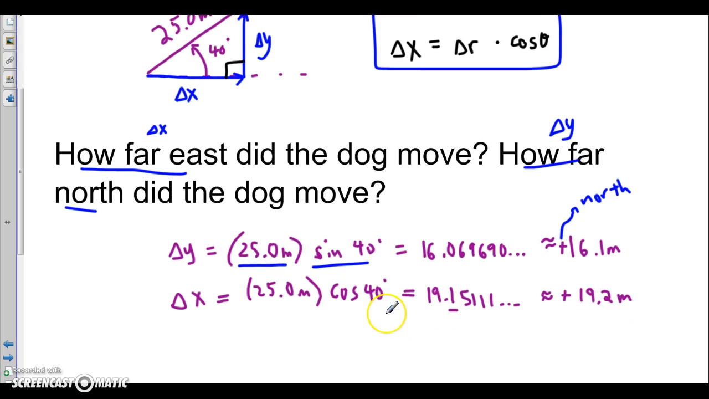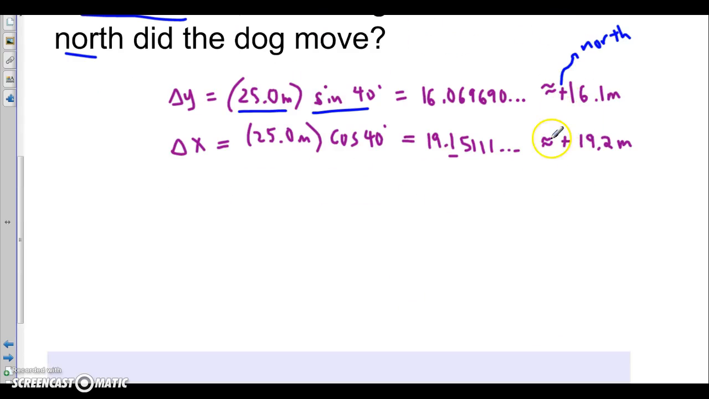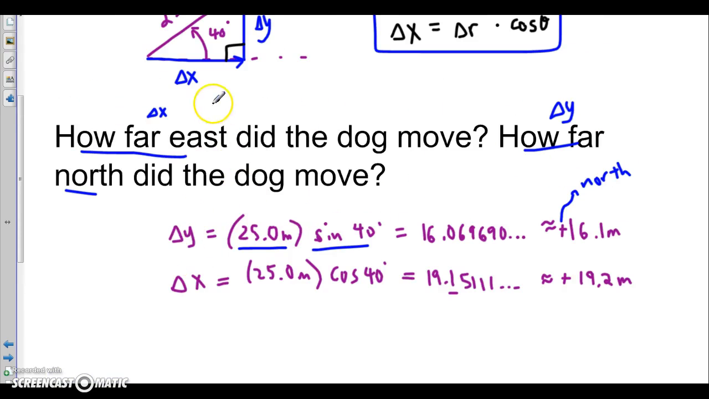Very good. So you add that sign in. Had delta x pointed west, you would make this negative.